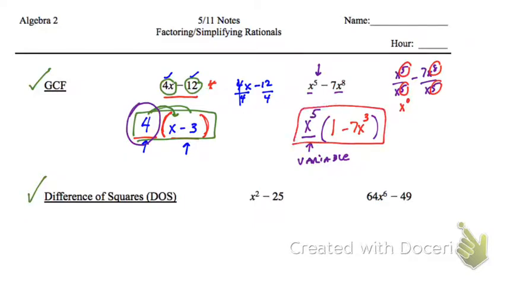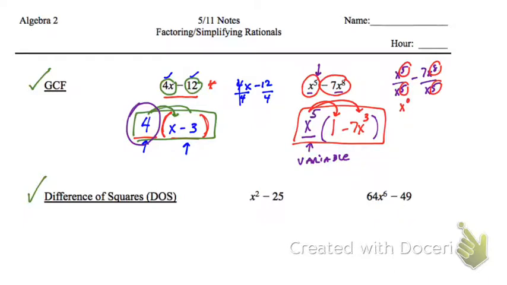And again, we could check it in our head. We could say x to the 5th times 1 is our x to the 5th. x to the 5th times a negative 7x cubed, you add your exponents when you multiply, and that's our minus 7x to the 8th. So hopefully you remember a little bit about that GCF.